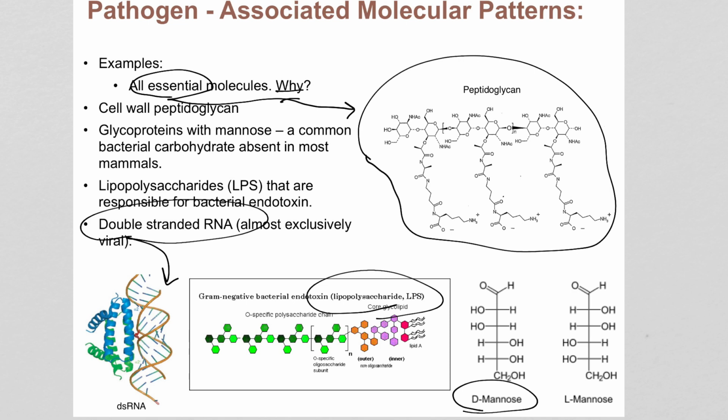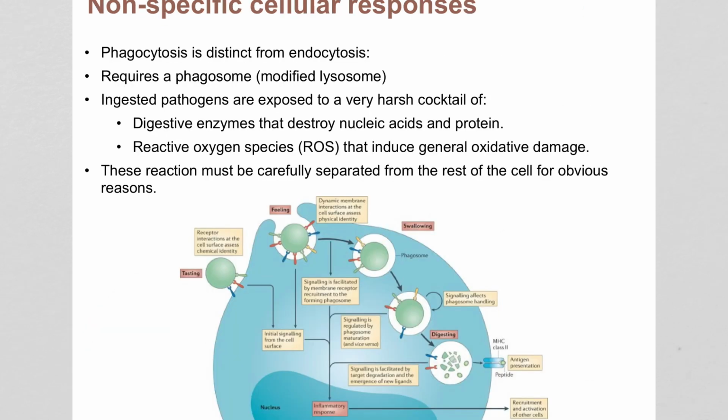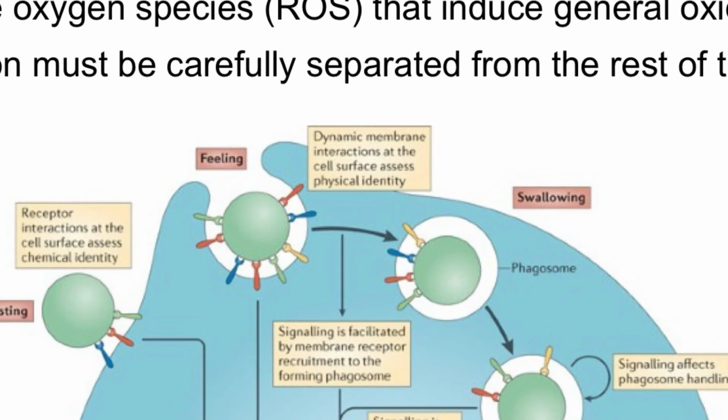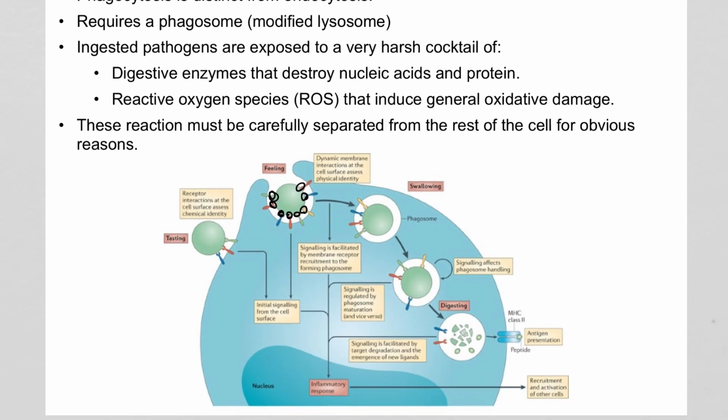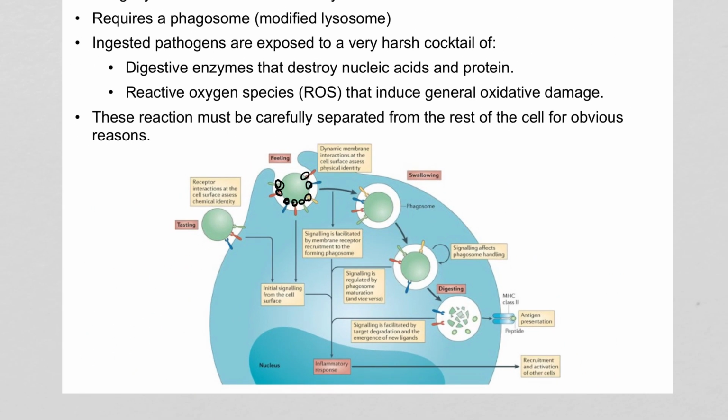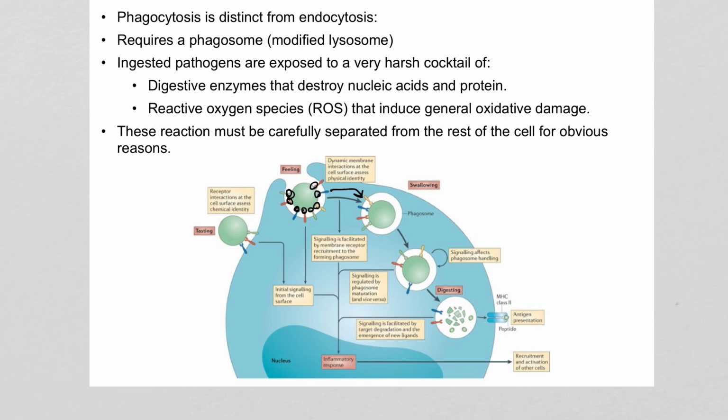Okay, but the main point of this is if your phagocytic cells recognize any of those pathogen-associated molecules, right, that's what these receptors are binding to, and that is what triggers phagocytosis. Okay, once that happens, that just means that the pathogen is being ingested inside of the phagocytic cell, and you get the development of the specialized organelle called a phagosome, which is a lot like a lysosome.